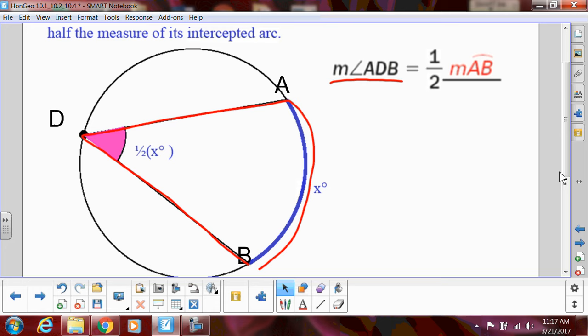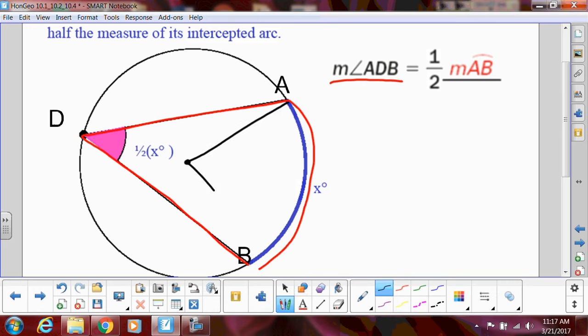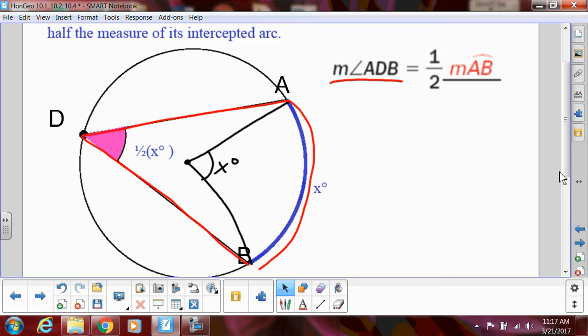Make sure you are clear that if I have a central angle, the central angle would be the exact same as that arc, but the inscribed angle is half of that arc. See how those two angles are different? This one's a lot smaller than that central angle.